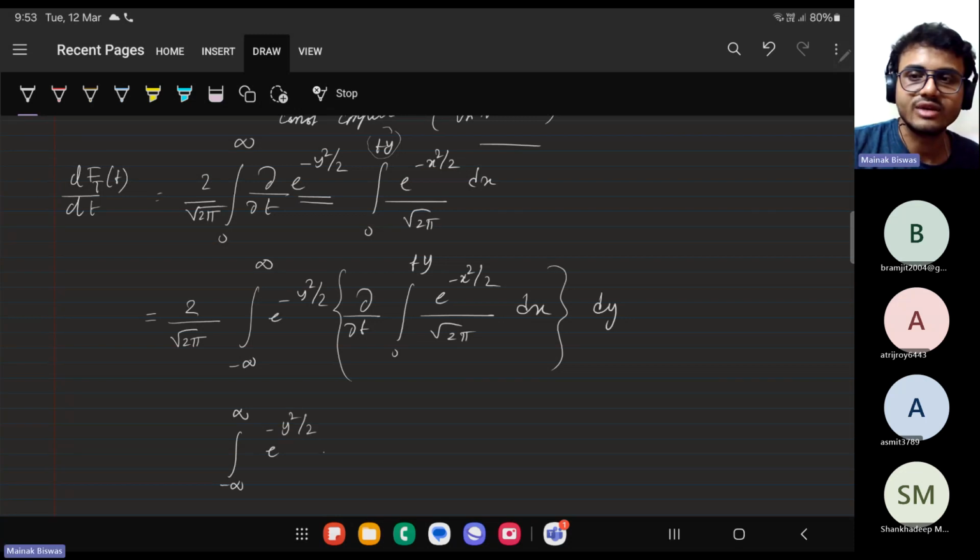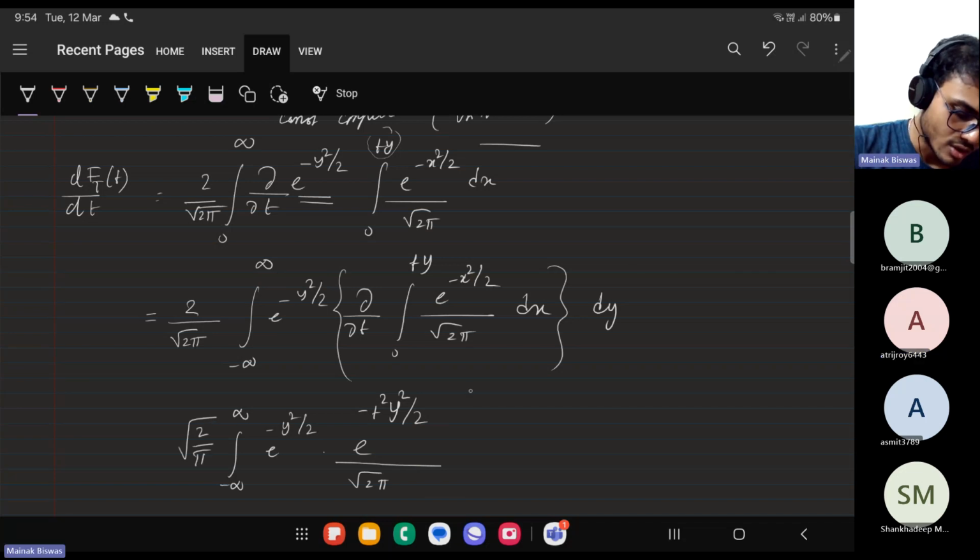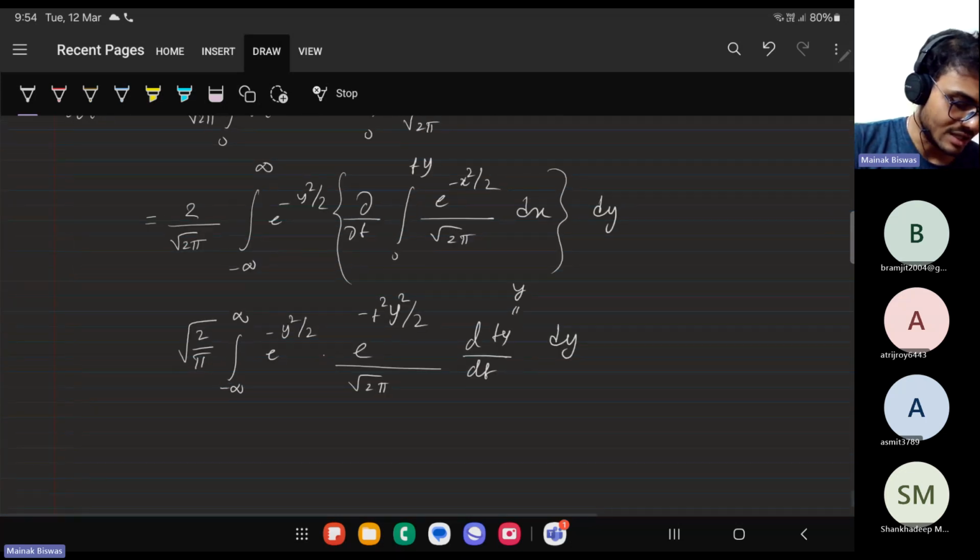What is the value of the derivative? E to the power of minus t square y square by 2, differentiating that will give y. And the limit at 0 is good. So d/dt of that is equal to y dy. So now you see it has become so simple.